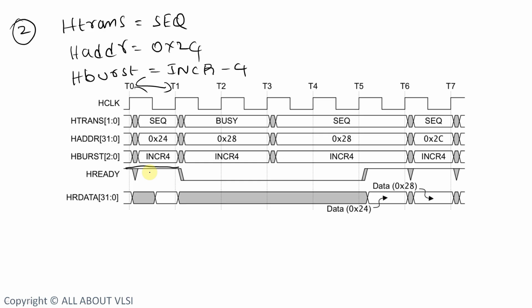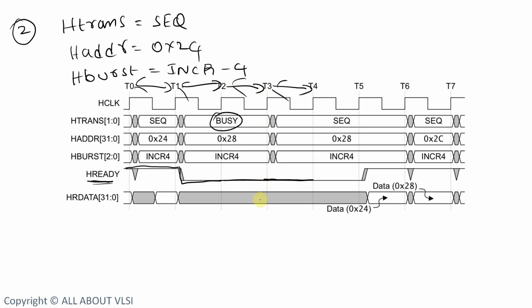Now in the T1 to T2 clock cycle, if we can see, the transfer type is busy and your HREADY is equal to 0. Your HREADY is equal to 0 and your transfer type is also busy. Now whenever you have this busy transfer type and your HREADY is equal to 0, this HREADY is 0 up to T3 clock cycle, and we have the transfer type as busy, and in the T3 to T4 also HREADY is equal to 0.